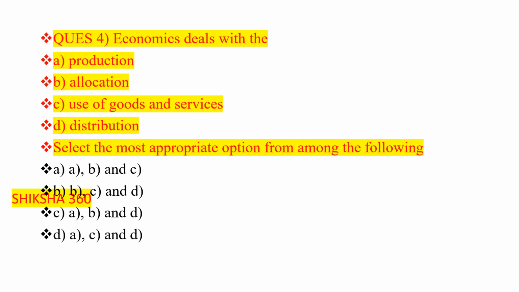Allocation is also there. That is use of goods and services. So the first 3 points are the correct ones. This is the point we discussed in part 1. It is the first line of the chapter, that economics deals with the production, allocation and use of goods and services. So option number A is the answer, that is A, B and C.